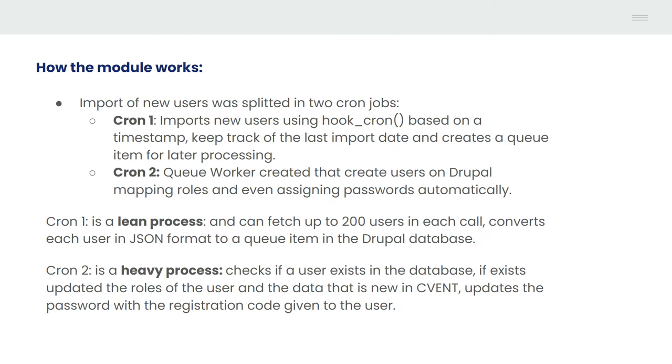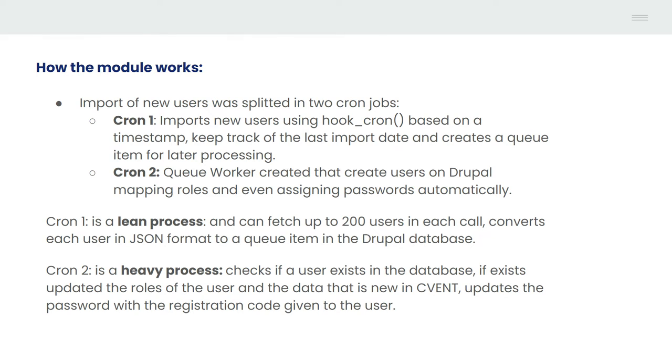For the first cron job, I'm using a classic hook cron. This first cron is just fetching 200 users at a time with a timestamp and creating them in the Queue API database, so we have 200 rows. I am storing the data of each user as a JSON object in that table, so it's still JSON, not a PHP object. In cron number two, I'm processing each of those JSONs, converting those users into PHP objects and mapping them to the database.